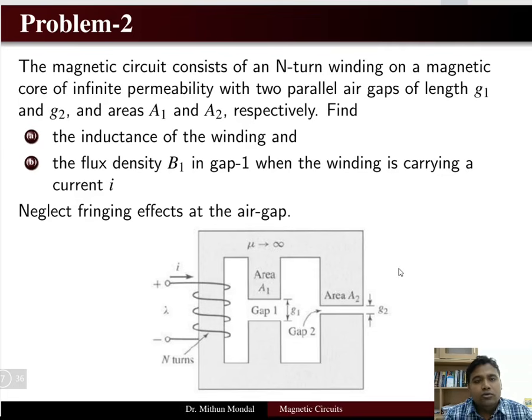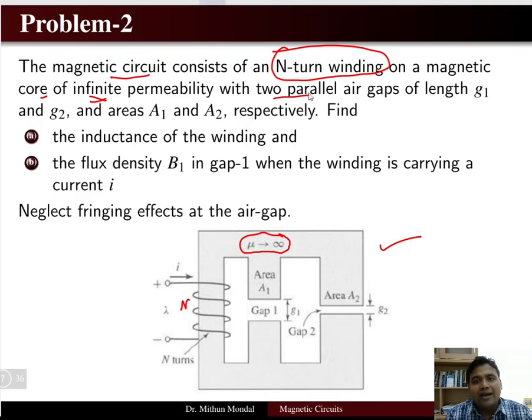So let us move to problem number 2. In problem 2 you have a magnetic circuit which is given here. It consists of an n-turn winding. The winding has n number of turns, and the magnetic core is of infinite permeability. I have already explained what the meaning of infinite permeability is.